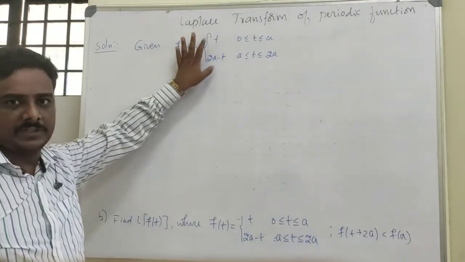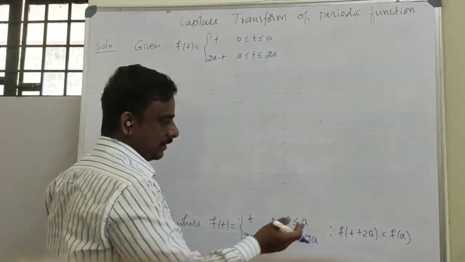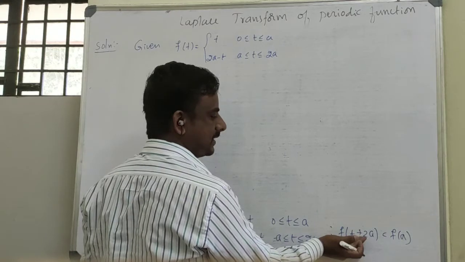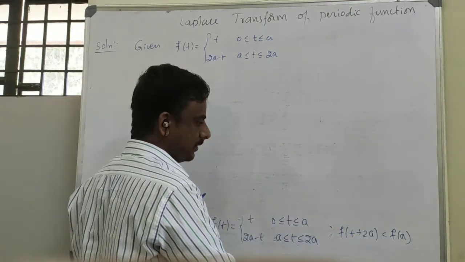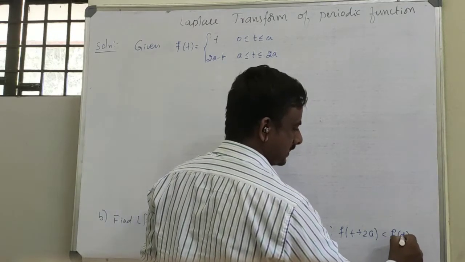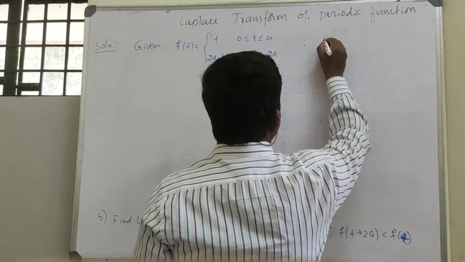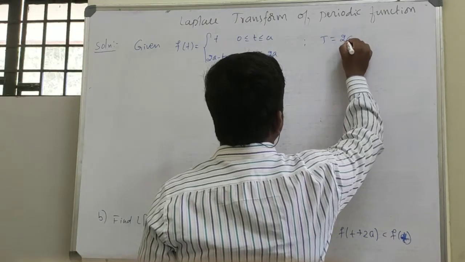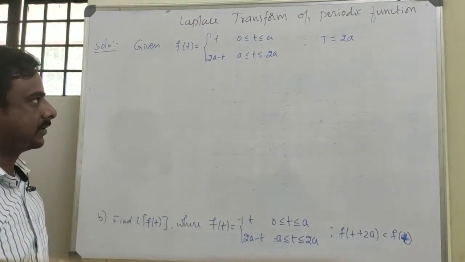Now I have a periodic function. Now I need to find its Laplace transform. Observing or comparing f of t plus 2a equal to f of t with f of x plus T equal to f of x, this is f of t, f of x, we get capital T equal to 2a. That is f of t plus 2a equal to f of t. So I got capital T equal to 2a.